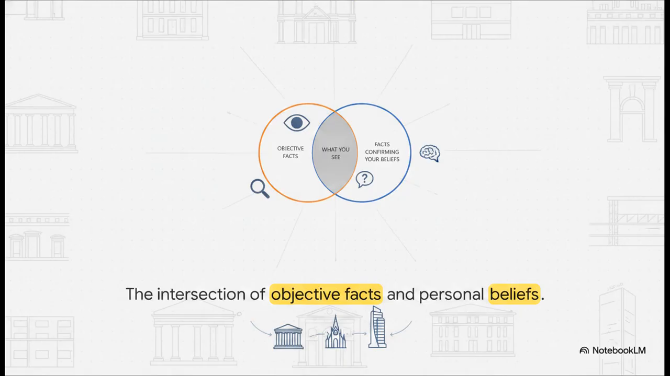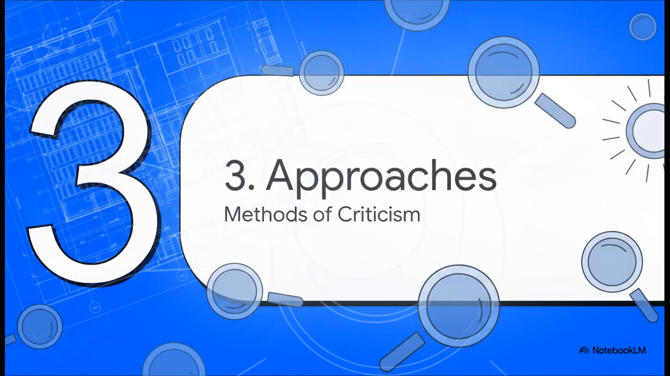Because of that, an all-inclusive, completely objective evaluation is simply impossible. What a critic actually sees is really just the intersection of objective facts and the facts that confirm their pre-existing beliefs. No single critique can provide an evaluation from every conceivable angle. Criticism is always influenced by its circumstances and its context. That means a building can always be understood in a totally new, different light, just depending on who happens to be doing the looking. Which brings us to section 3, approaches to criticism.